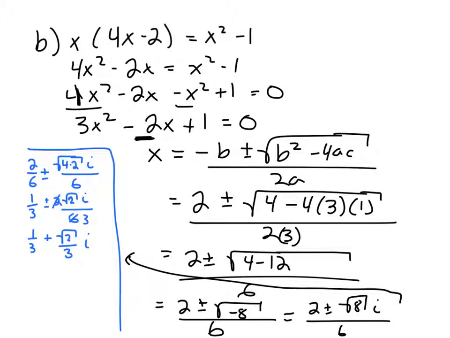Okay, so now what are my answers? So my answer is 1/3 minus the square root of 2 over 3 i, comma, 1/3 plus the square root of 2 over 3 i. And that's my answer set.